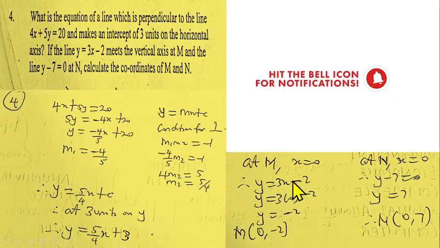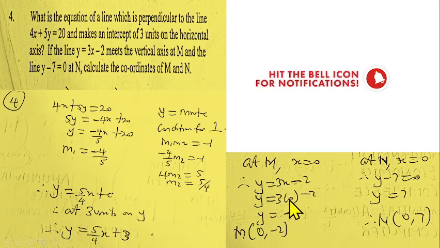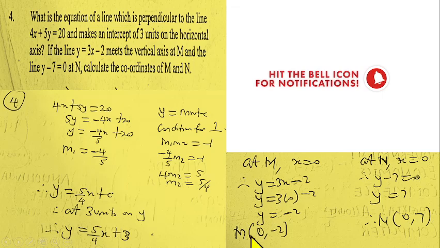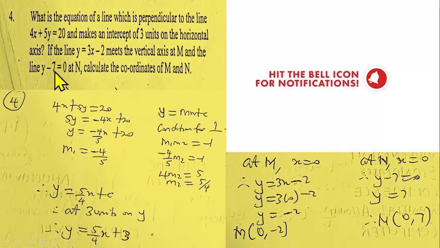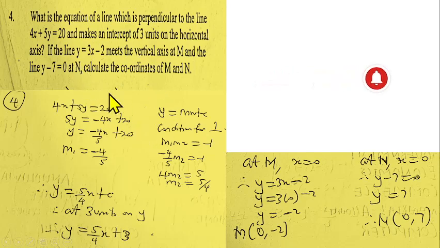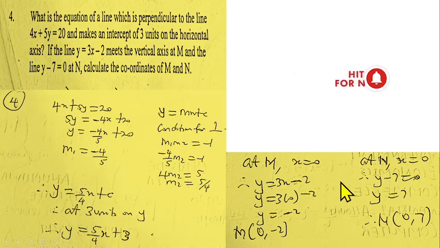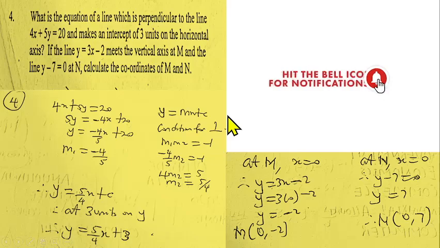If that should be the case, now you can substitute this into this equation here. That will give us y equals 3 times 0 minus 2, and that will give us y to be equal to -2. So that means the coordinates of M will be (0, -2). And also this line meets the vertical axis at point N, so that means x is also equal to 0 there. If you put that into this as well, you'll have y minus 7 equals 0, so y will be 7. So the coordinates of N are (0, 7). I believe you understand what you have done there.